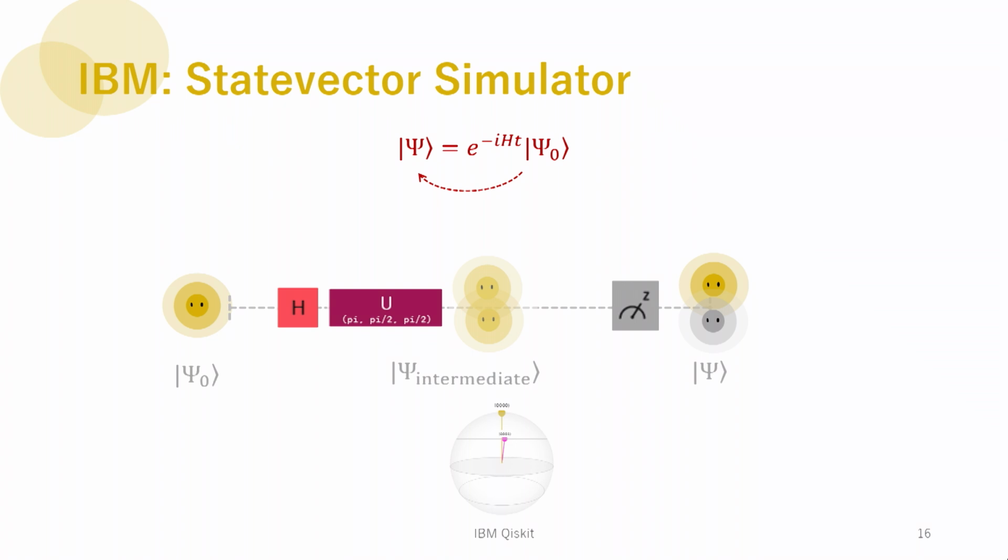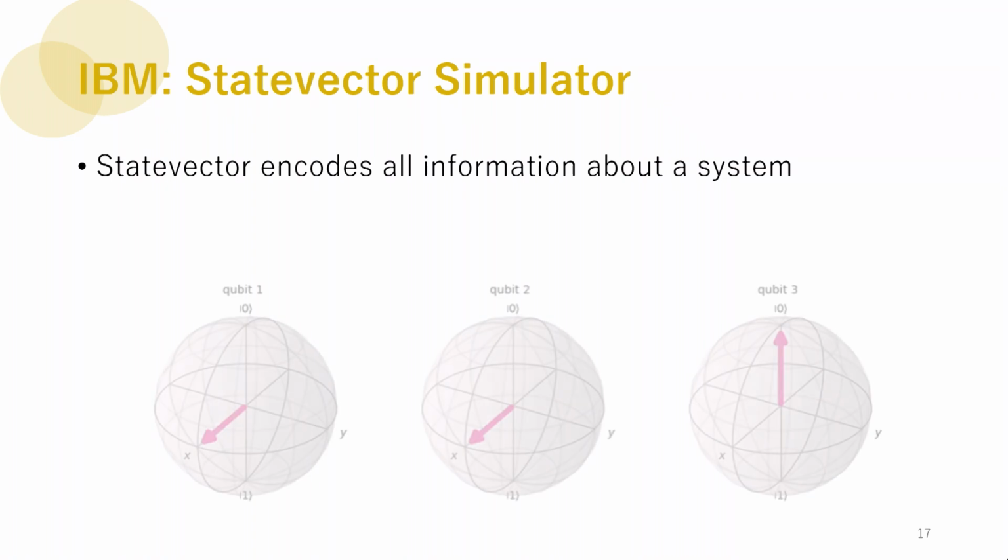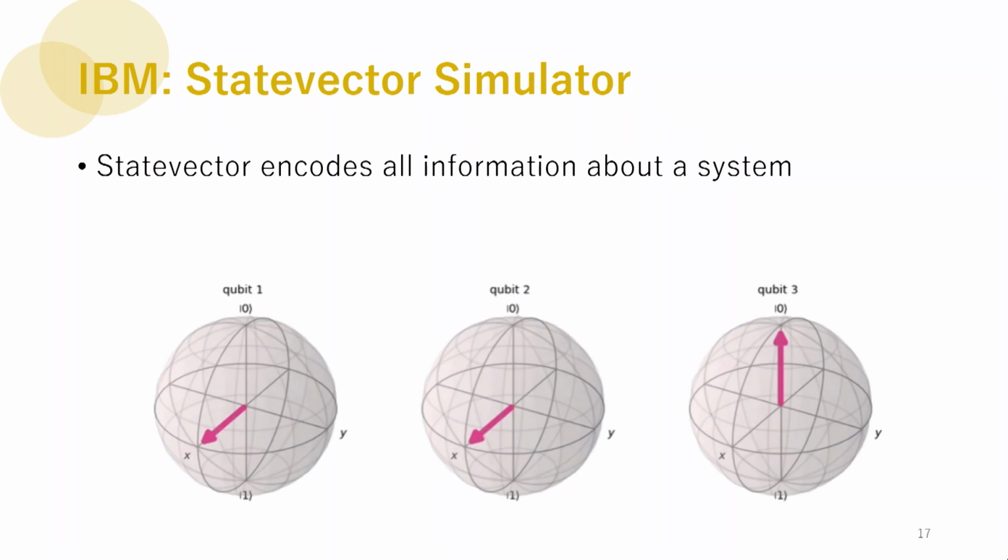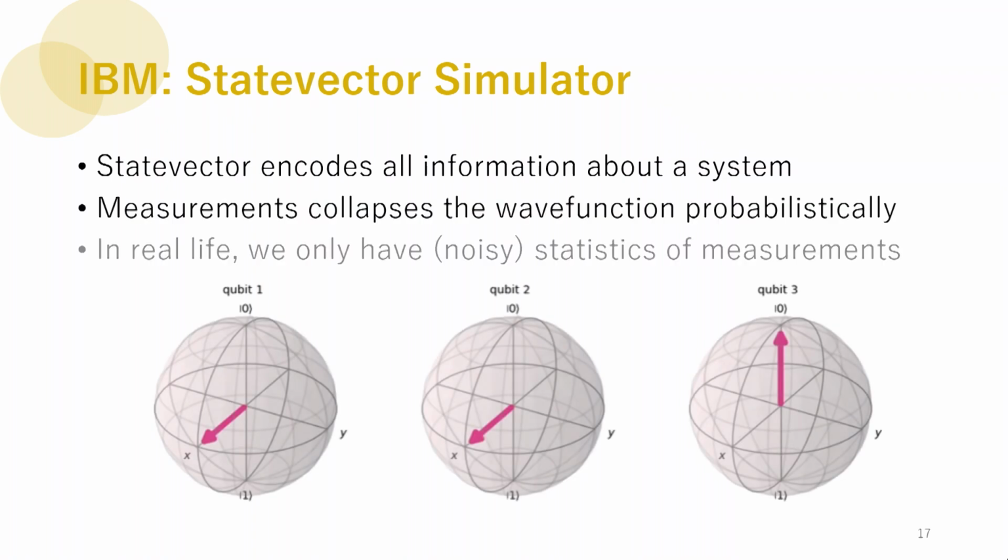Now, this raises a few questions, like what is a state vector? Well, the state vector is a mathematical description which encodes all the information about a system at any given time. A measurement collapses the wave function probabilistically, so in real life, we only see the probabilistic statistical results and not the actual state vectors themselves. So this is actually more powerful than in real life. We get all the information, we get the exact probabilities of any measurement outcome happening.